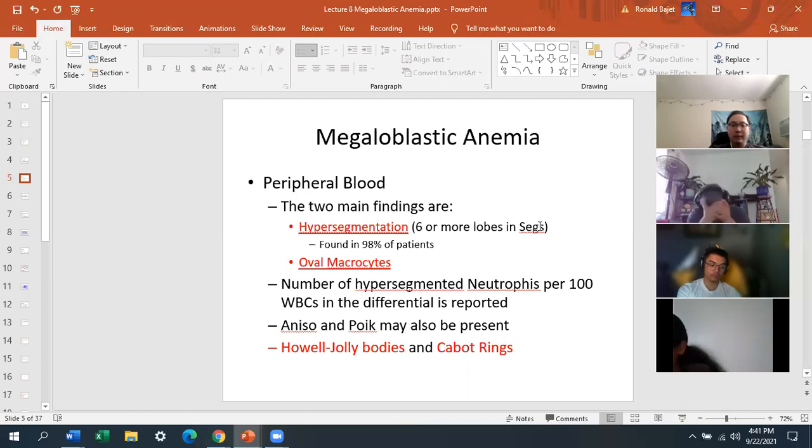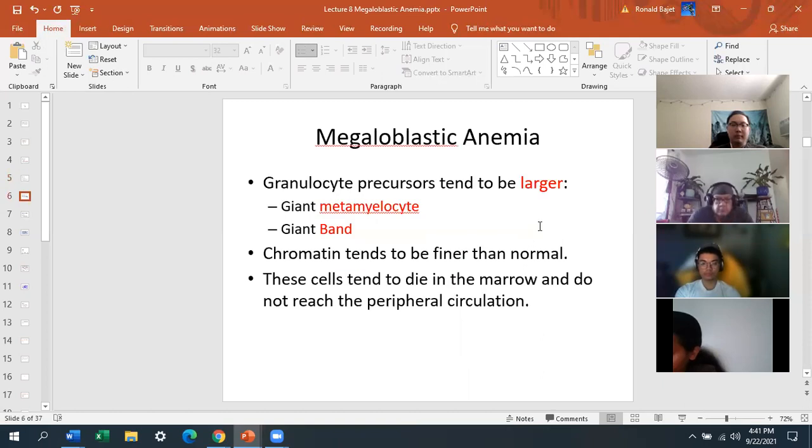Okay, aniso and poik may also be present. Now, I've been telling you, if you see aniso and poik with a high RDW, that's iron deficiency. Aniso and poik are present in a lot of conditions, but a lot of aniso and a lot of poik is iron deficiency anemia. Howell-Jolly bodies and Cabot rings may be present in B12 folate deficiency. So the cells are larger.